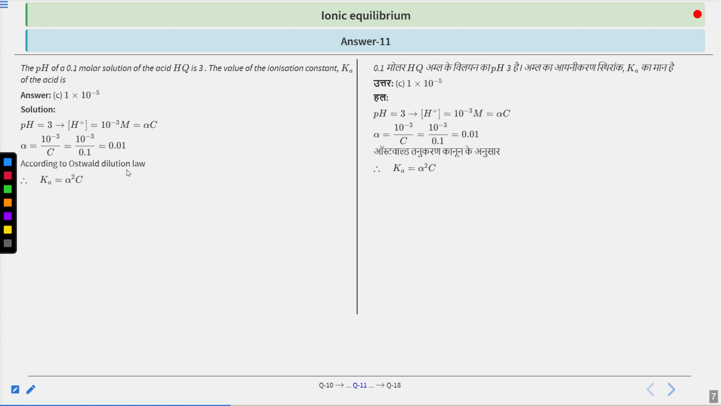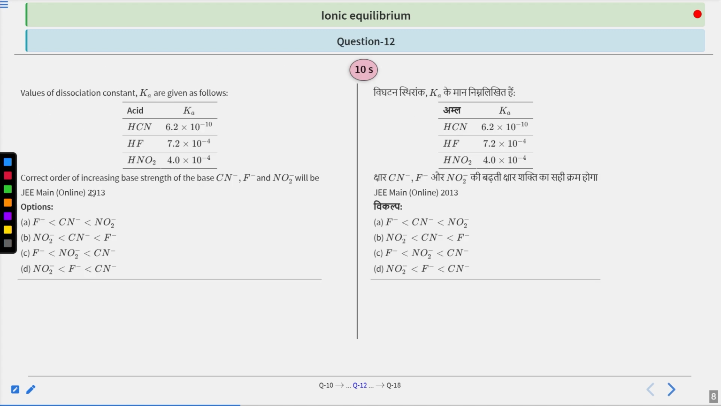Now, according to Ostwald dilution law, since your alpha is less than 1, we can write that Ka will be equal to alpha square C. Or else, if you put the value of alpha from here, then it will be 0.01 whole square into 0.1, which is your concentration. So it comes out to be 1 into 10 to the power minus 5. So this is your Ka value.